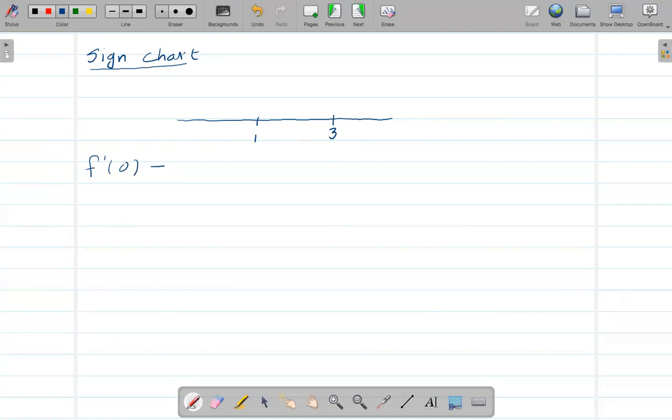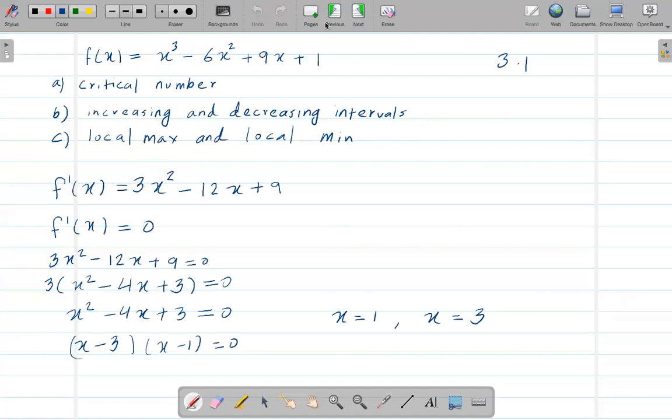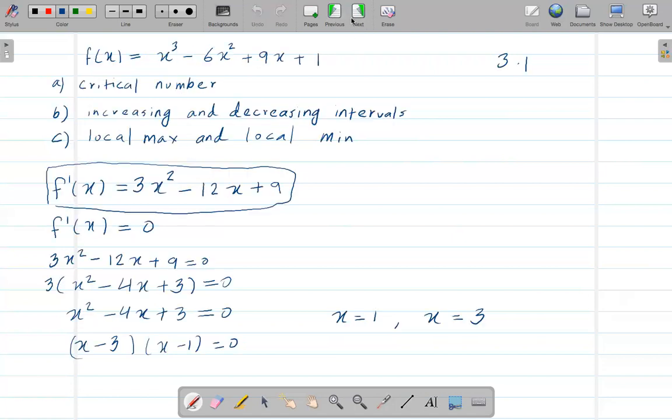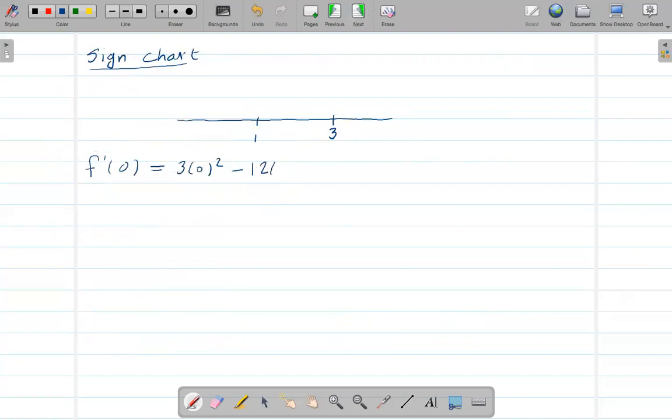If you plug that into f prime, the derivative, you will get a positive result, because 3 times 0 squared minus 12 times 0 plus 9 is 0, 0, so we get positive. Here you can again pick any point, so just pick 2, plug that into f prime, and you'll get negative, and similarly here you'll get positive. You can do that by yourself.